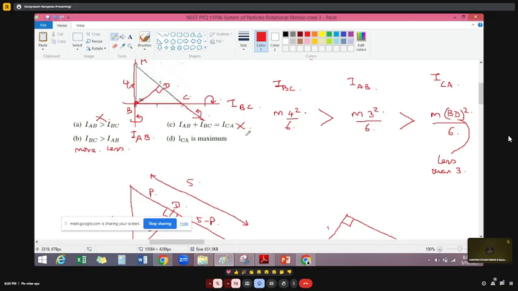I_CA is maximum. That is also wrong because, sorry, maximum. So this is actually minimum. So that means this is also wrong. So only this one makes sense. I_BC is greater than I_AB. So that means this is correct. Do you agree? Yes, sir.